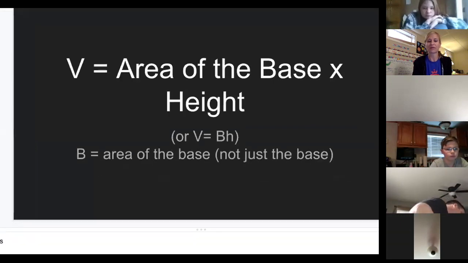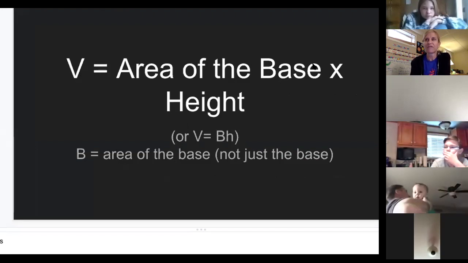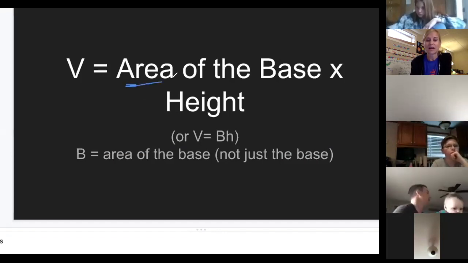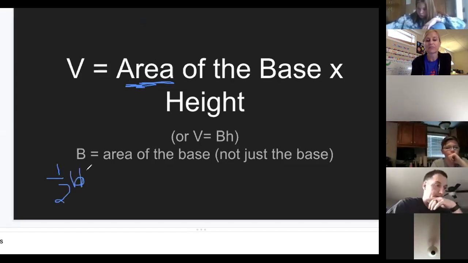Here's the volume formula, and guys, this is super important. Volume equals area of the base times the height. It doesn't mean just base times height. It means area of the base times the height, because if the base is a triangle, then you have to find the area of the base first. The area of the base of the triangle is 1/2 times your base times your height. Then, of course, you multiply by the height of the object. It's always the same, and you can always Google that.